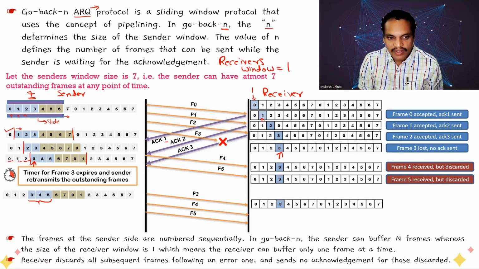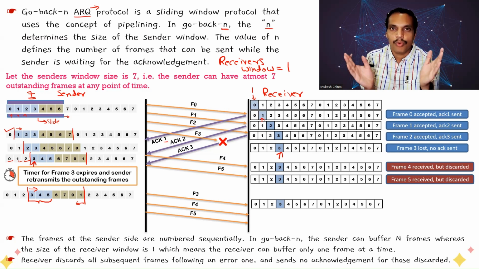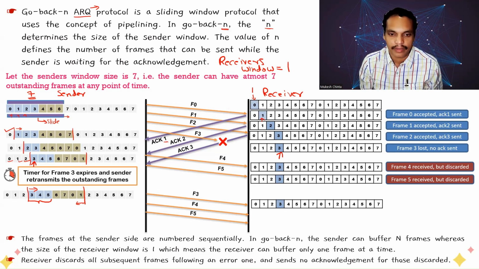So slowly, once the frames have been acknowledged, the window will be slid towards your right hand side. And if there are no more outstanding frames, both the edges will be coming closer. And if there are no frames at all to deliver and there are no outstanding frames, both the edges will converge in one position, which tells you that the window is empty.